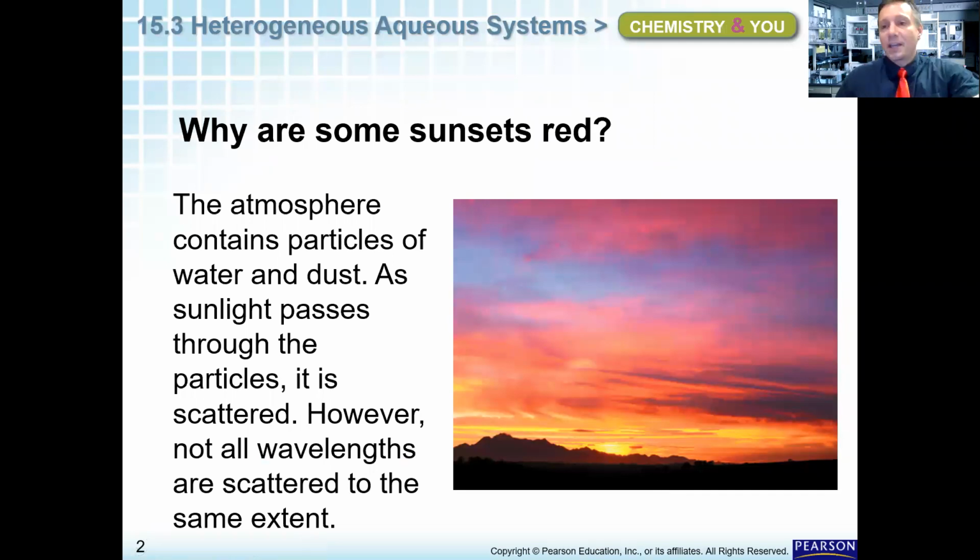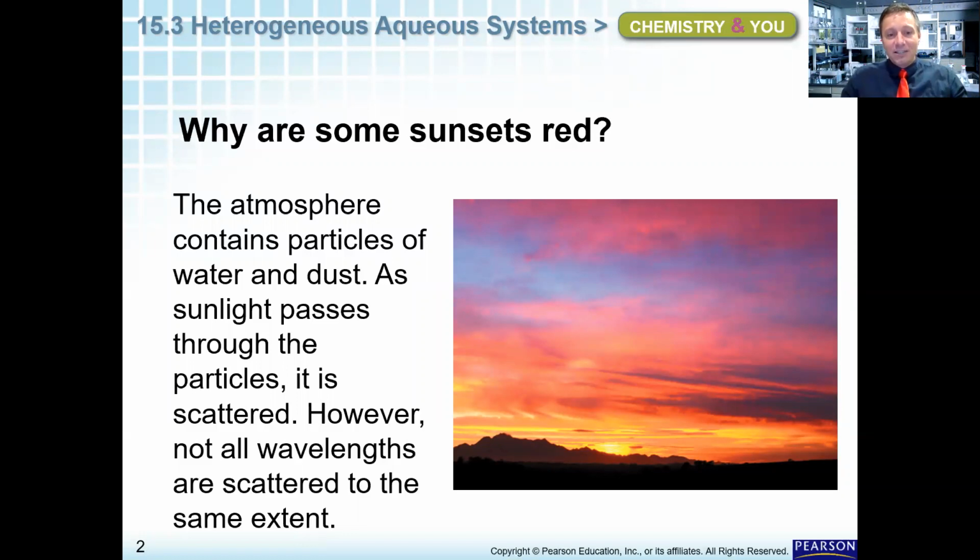So we start off with a case file. We always do in all of these. And it says, why are some sunsets red? So think about this. This is actually because of an effect that takes place. The actual air with water droplets and dust particles are forming what's called a colloid, and we're going to talk about them a little bit later. And as the light goes through this, it is bent, and that is called a Tyndall Effect, and we're going to talk about that as well.